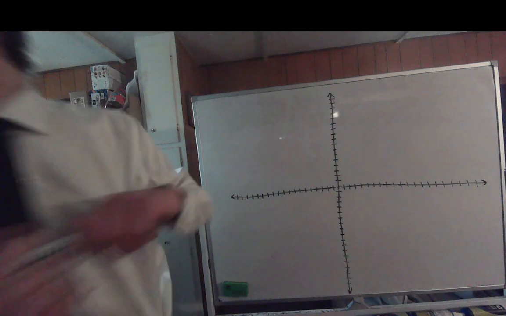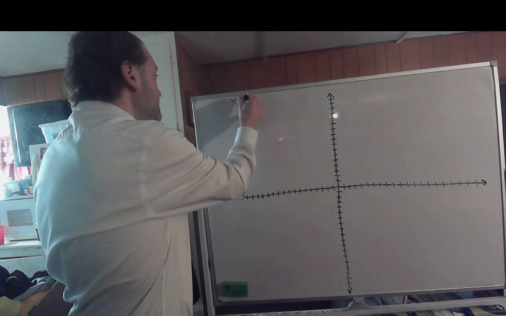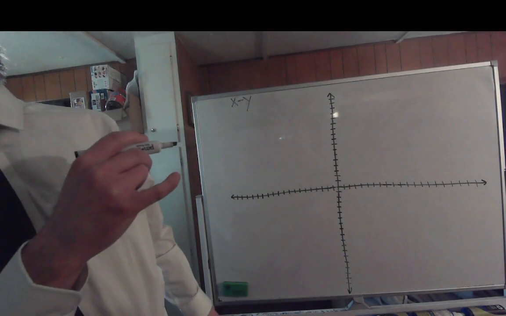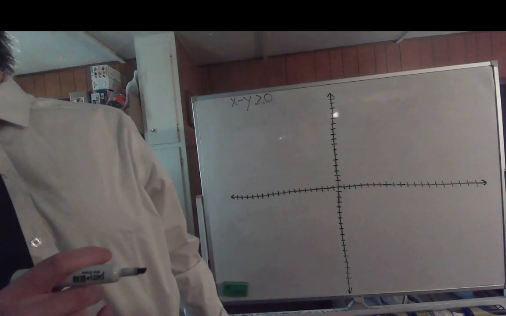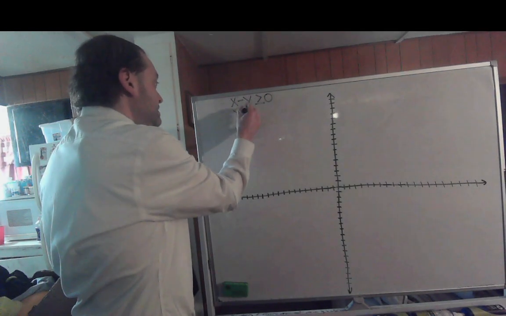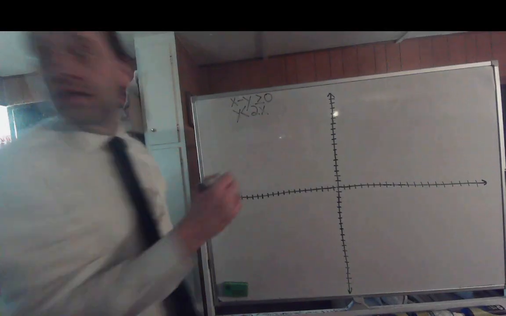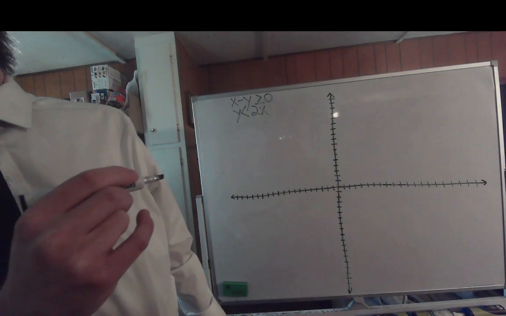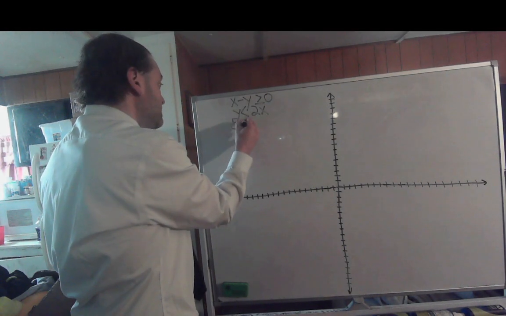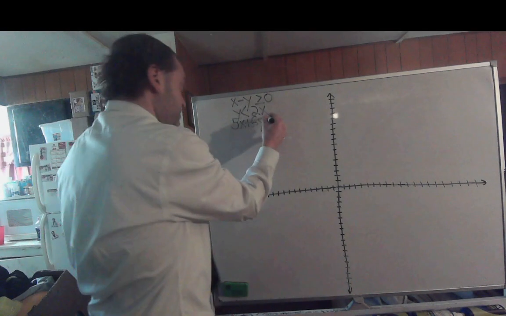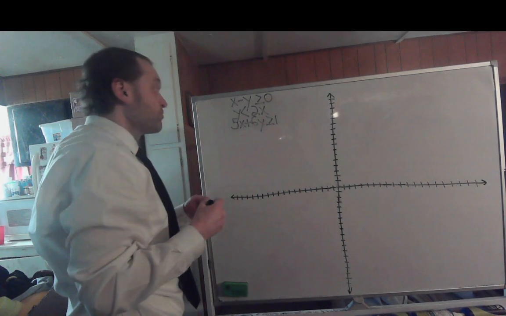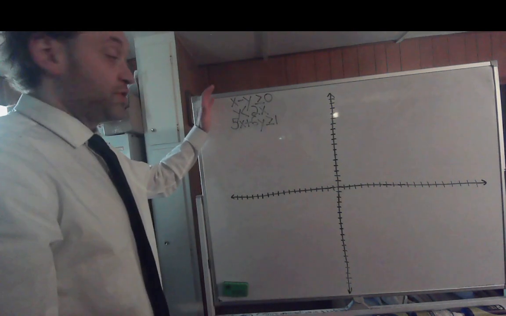All right. So we have x minus y is greater than or equal to 0. We have y is less than 2x. And then we have 5x plus 6y is greater than or equal to 1. So we got this system of 3 inequalities.